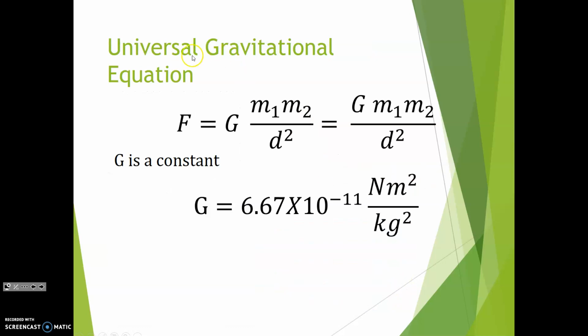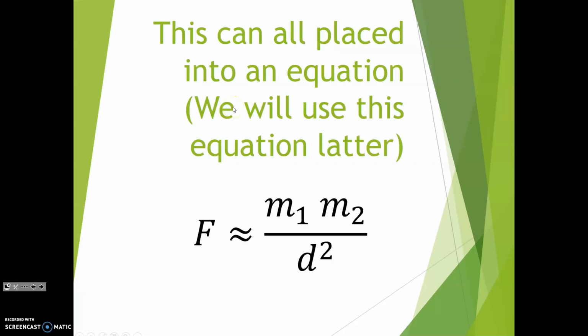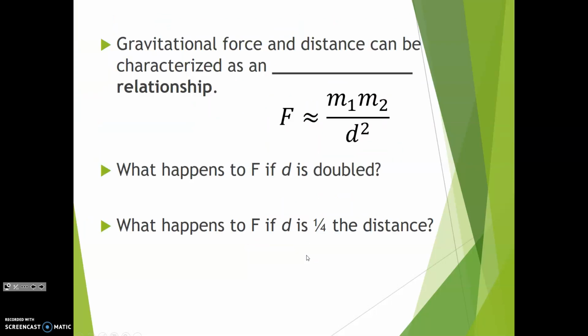So in this one, the universal gravitational equation is this. Now we're not going to deal with this equation very much. We're going to deal with it in the next unit when we talk about numerics, and we'll plug in this big G and actually do the math. In this unit, we're just going to place it into this, where the force is related to the mass times mass over distance squared. So, gravitational force and distance can be characterized as an inverse square relationship.